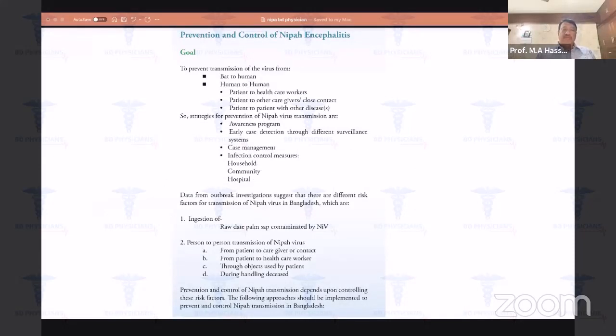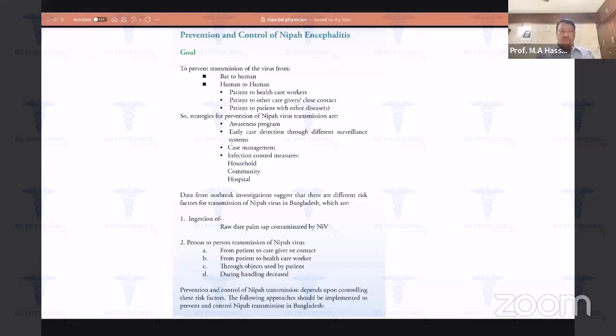Prevention is better than cure. So we have to prevent bat-to-human transmission and human-to-human transmission. We have to adopt some strategy or planning for Nipah virus transmission in our country through awareness programs. There are some Bengali leaflets, which I will show later, along with early case detection, case management, and infection control programs, starting from the home, community, and the hospital.